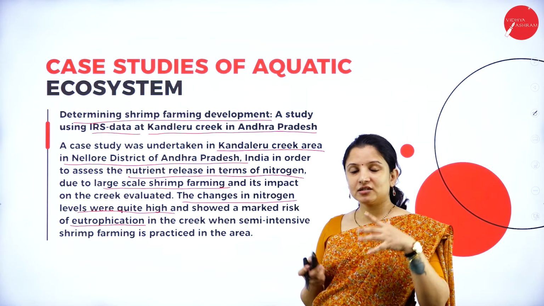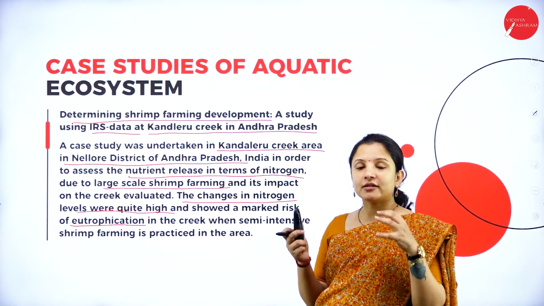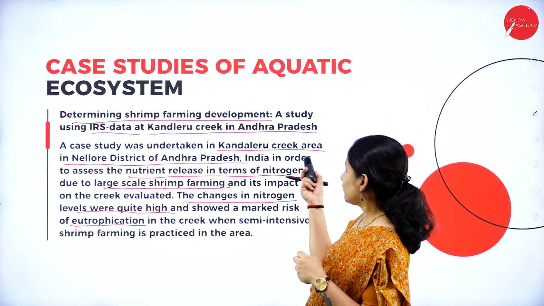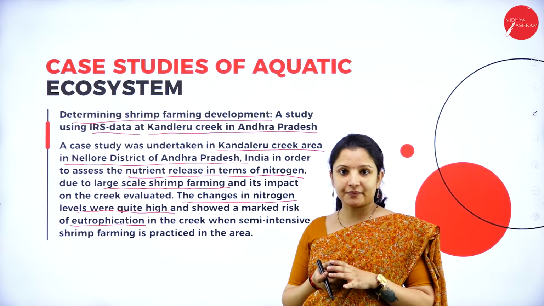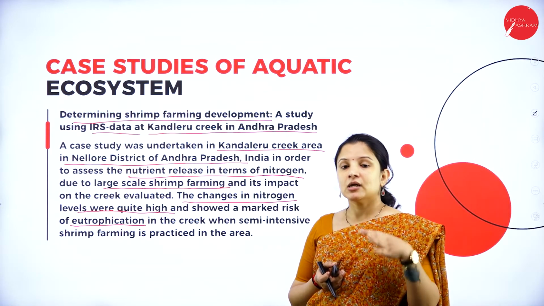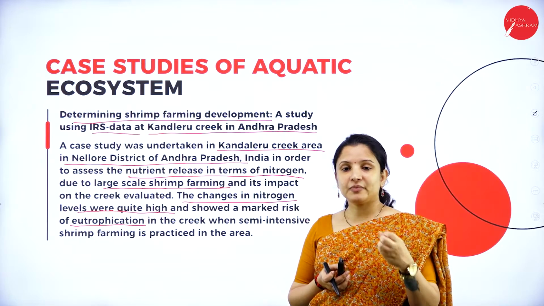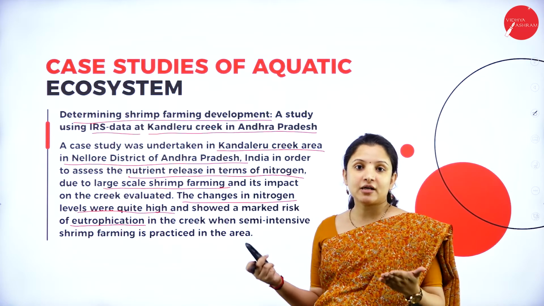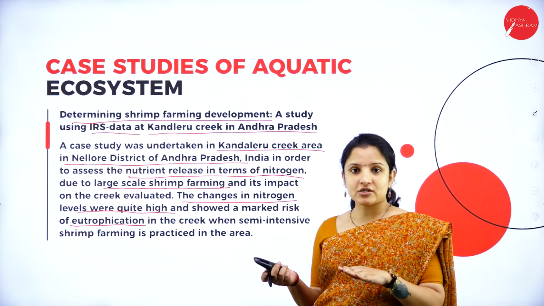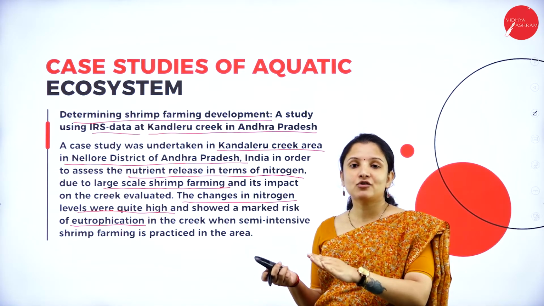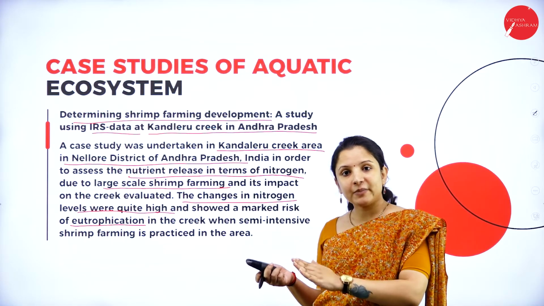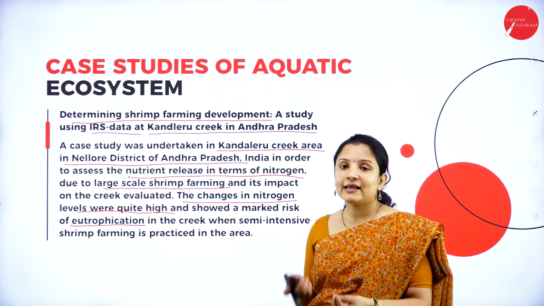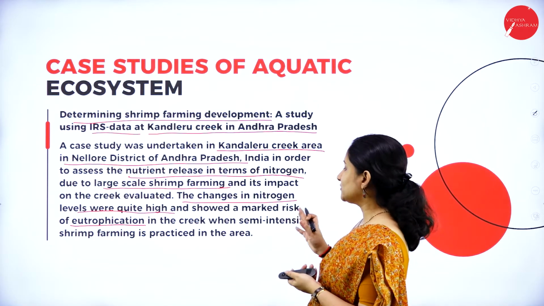So what happens here is, because of shrimp cultivation, the nitrogen content in this particular creek, that is the Kandleru water source in Nellore district of Andhra Pradesh, increased. When the nitrogen content increases, what happens? Aquatic plants, which are free floating, will start to grow in larger numbers. If they start to grow in larger numbers, what happens? They will destroy the other aquatic habitat in that particular creek, therefore completely eliminating the population here. So that is what happened.